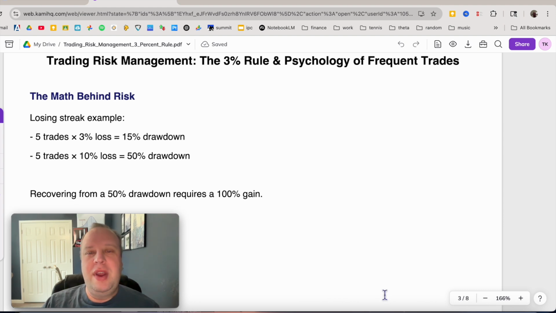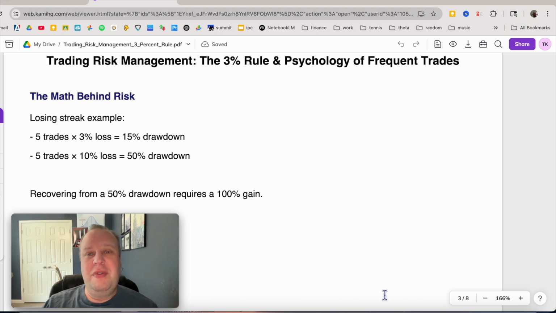The math behind the risk: let's say you have a losing streak where a few trades in a row are losing. If you took 5 trades and every one of those stopped out with a 3% loss, 3% times 5 trades, you would have a 15% drawdown on your account. Let's say that instead of 3%, you had a 10% loss per trade, and then you take 5 losses, then you're down half of your account, and that'll be really hard to recover from.